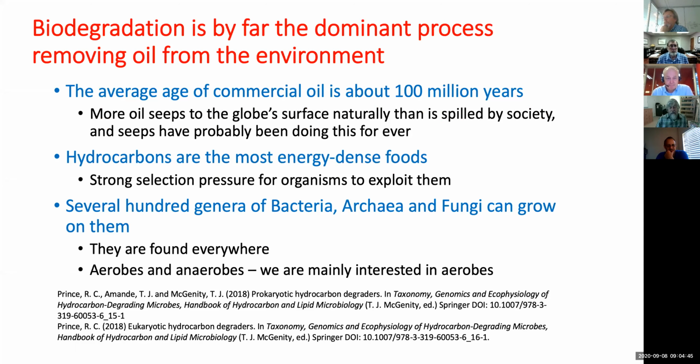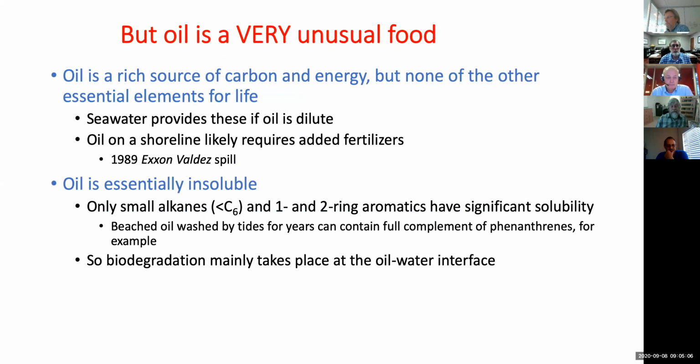So there's been a strong selection pressure for organisms to exploit hydrocarbons, and we now have several hundred named genera of bacteria, archaea, and fungi that can grow on them. They're found everywhere. There are aerobes and anaerobes. We're mainly interested in aerobes for oil spill response. But oil is a very unusual food, and this is a deep truism that, alas, many people forget or are unaware of. It's a very rich source of carbon and energy, but none of the other essential elements for life. As we all know, you are more than carbon.